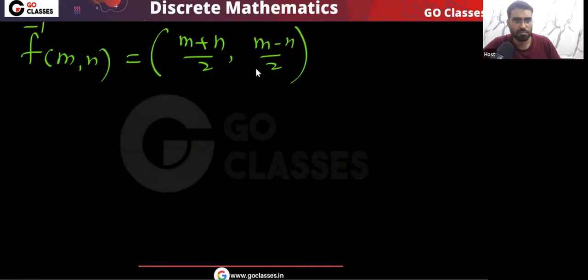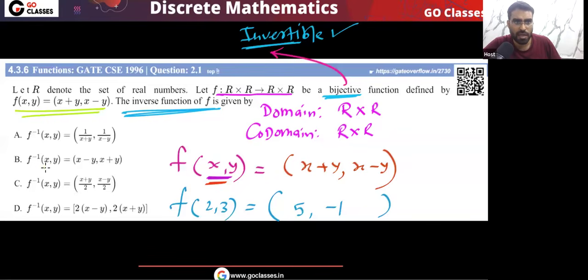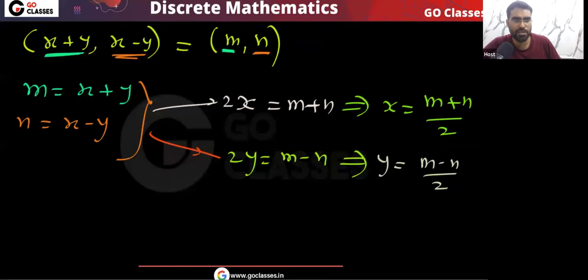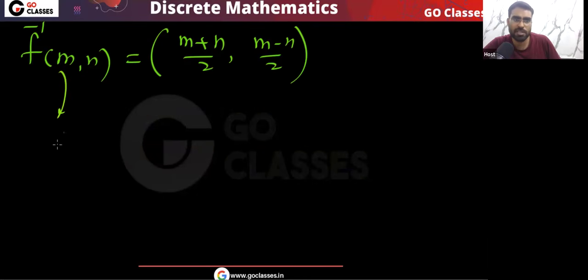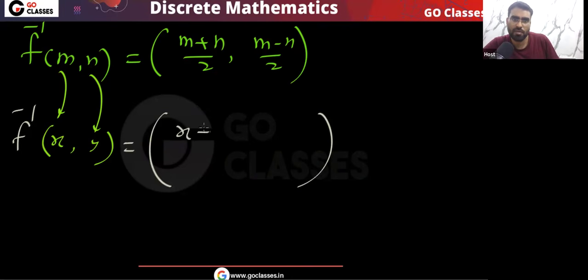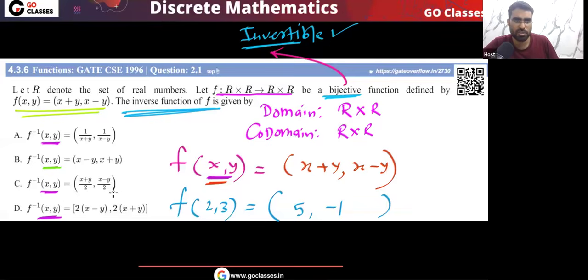Now what do I need to do? The question is asking for f inverse of (x comma y). Very simple. Just replace m with x and n with y. Agree? F inverse of (x comma y) will be (x plus y) by 2, (x minus y) by 2. So this is your final answer. For this question, the answer will be option C. Okay, is this clear? So this is how you can find the inverse of any function.